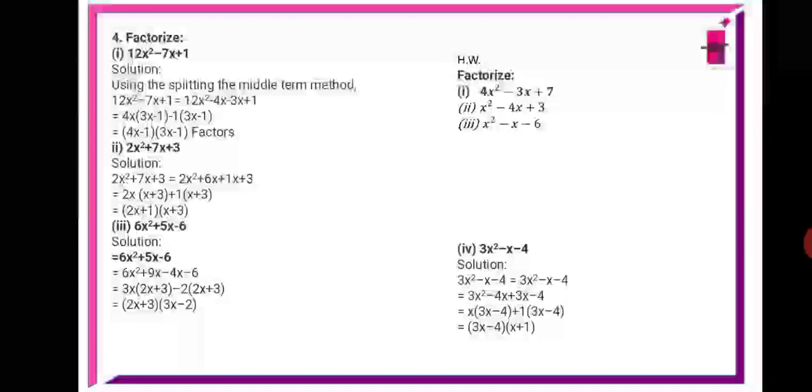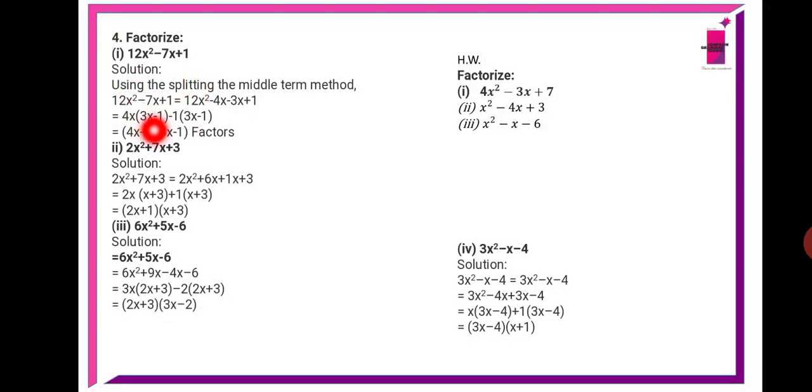Now factorization by splitting the middle term: 12x square minus 7x plus 1. Here you take the product of 12 and 1, which is 12. 12 should be split into two parts which add up to minus 7. So minus 3 into minus 4: minus 3 into minus 4 equals 12, and minus 3 plus minus 4 equals minus 7. So the middle term minus 7x is split into minus 4x and minus 3x.